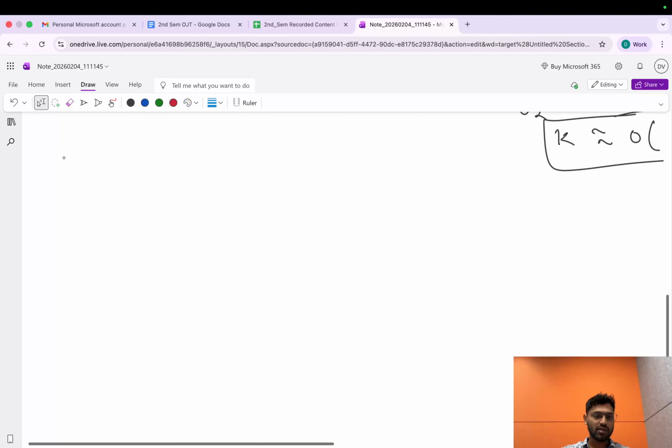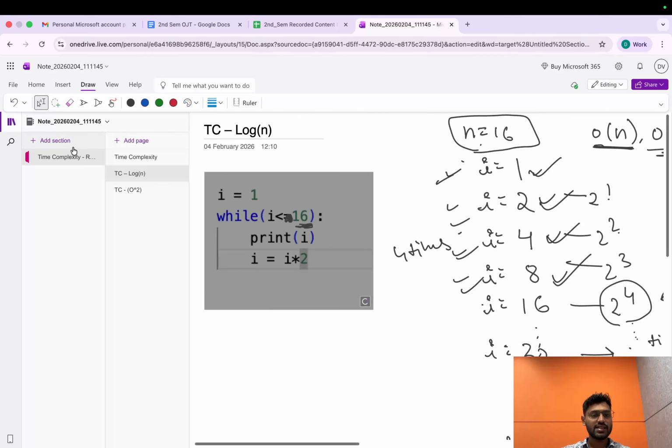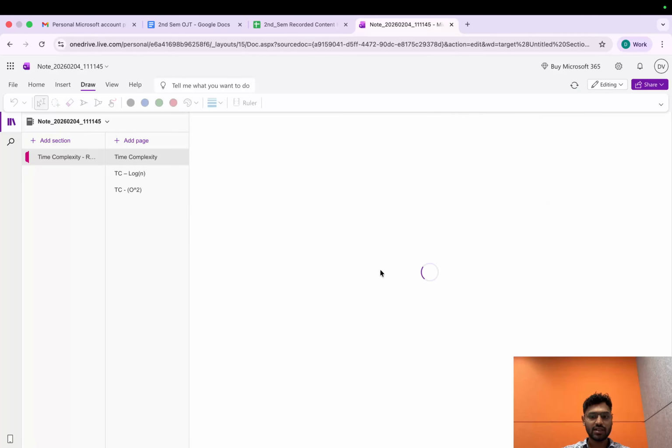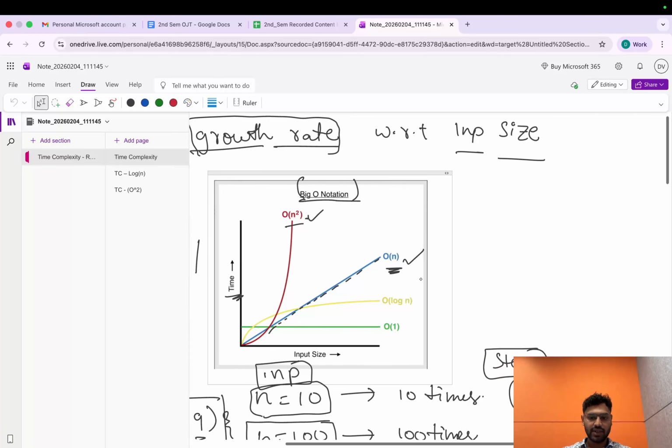One last thing is there, which is that there is one more big O notation. We'll come to that. This is very easy and simple, and I'm gonna explain it.